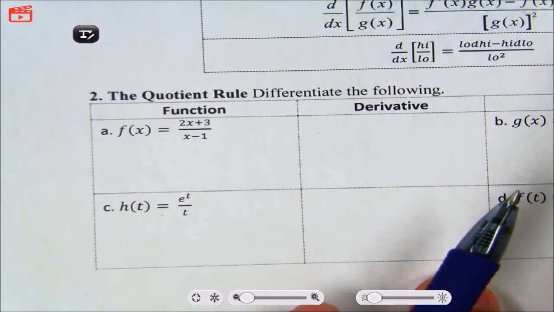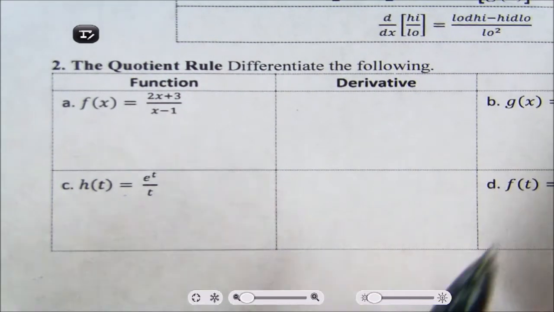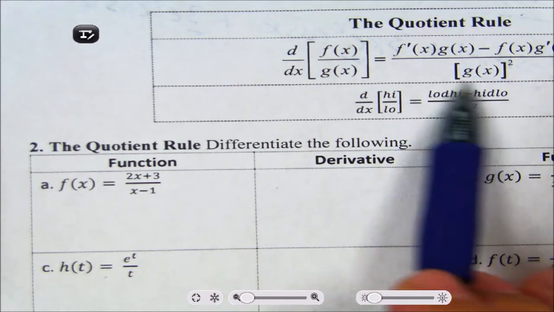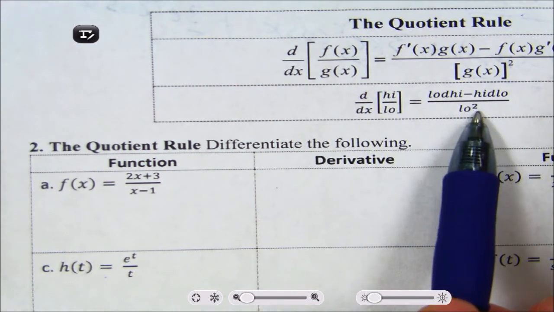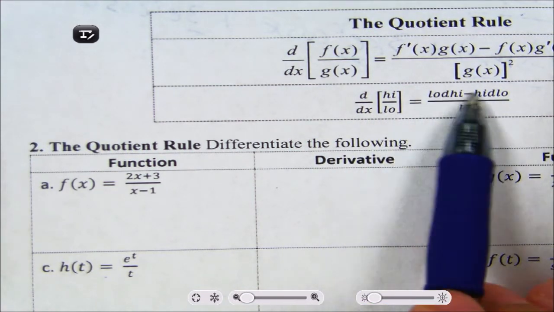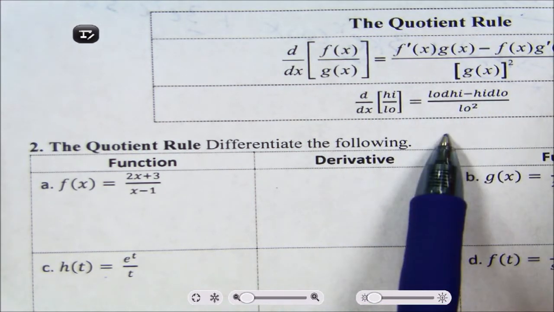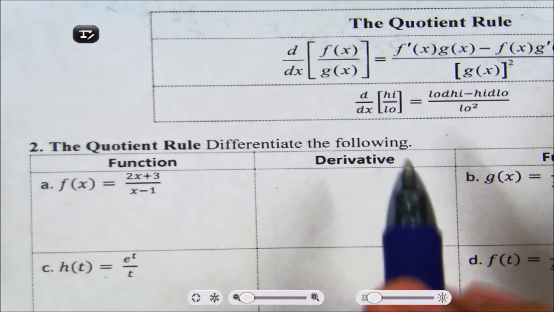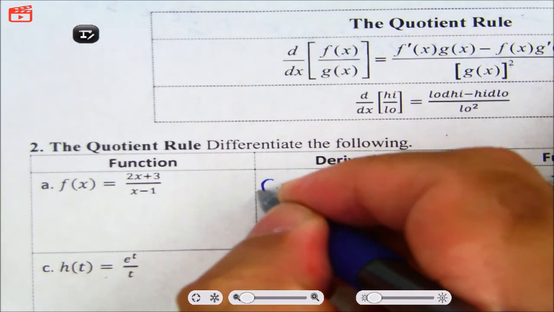Alright, let's zoom in on this. Okay, so let's apply the quotient rule. Let's look at what we have. This is a classic way to remember it: you have the derivative of high over low. It would be low d high minus high d low over low low. Okay, here we go. So let's take the derivative.